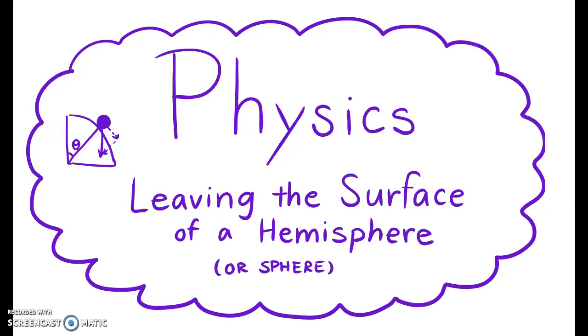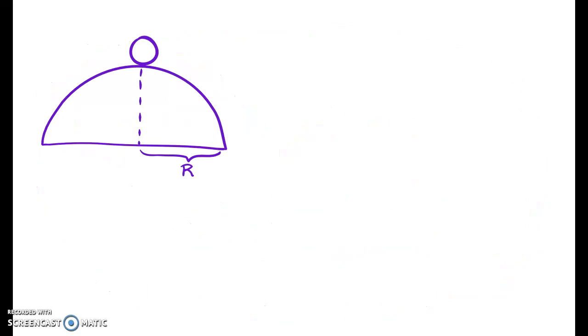Today in physics, we'll be discussing the process of leaving the surface of a hemisphere or a sphere. So we have our hemisphere of radius r, and we have an object at rest at the top of this hemisphere. Now we're going to give it a really tiny push so it starts moving down. But initially, we're going to say that it pretty much starts at rest.